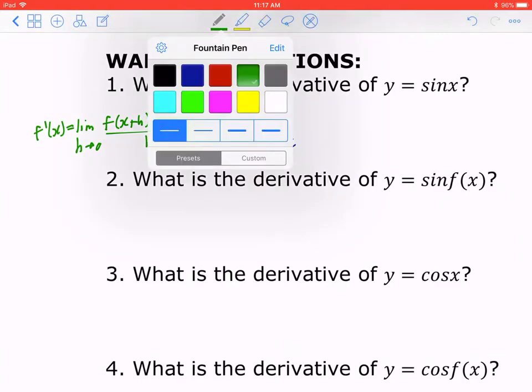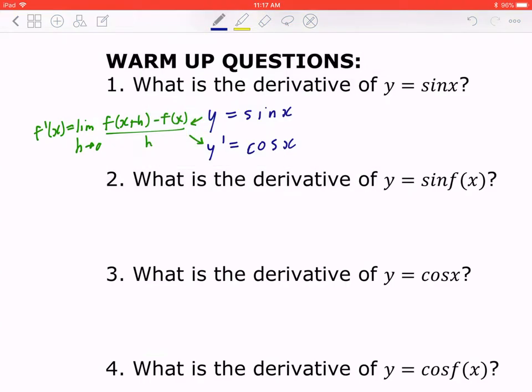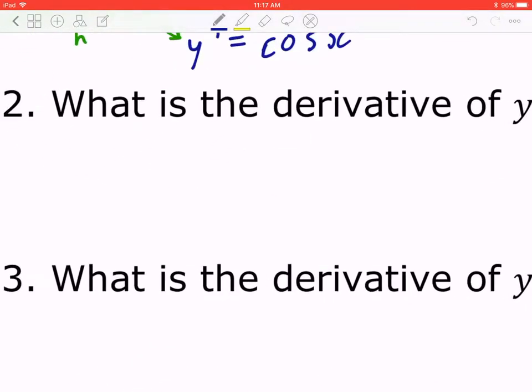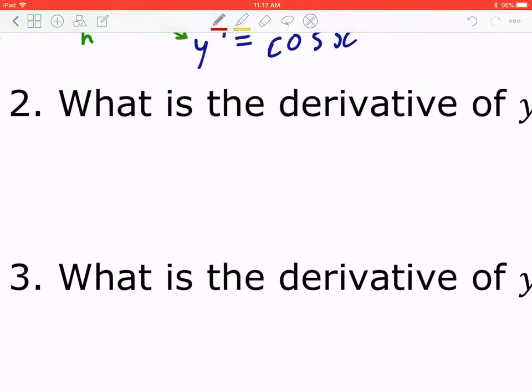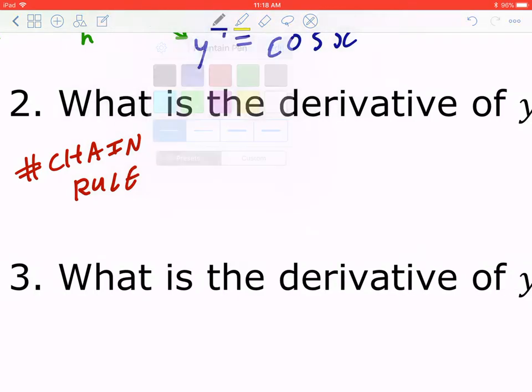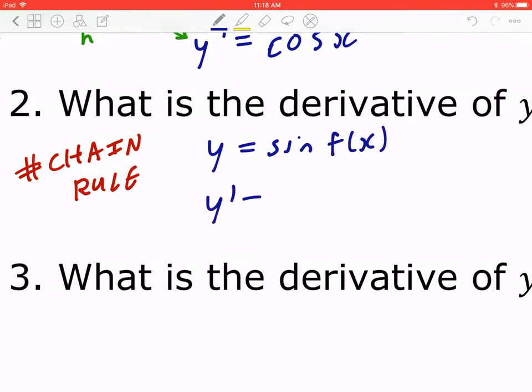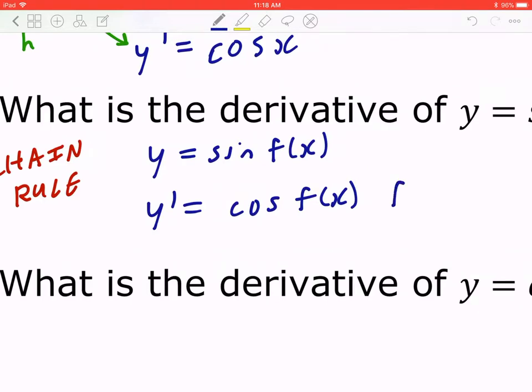Number 2, what is the derivative of y equal to sine of f of x? So again, this is something that we've talked about in the past, also known as the chain rule, which we can apply for number 2. So if y equals sine of a function, let's call that f of x, the derivative y prime equals cosine f of x, and you multiply this by the derivative, which is f prime of x. And of course, I can put some brackets just to separate these two ideas.